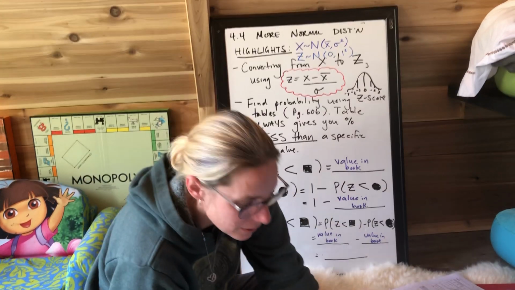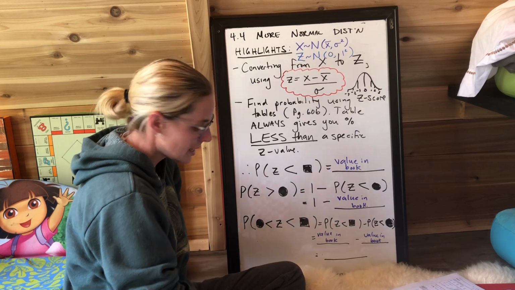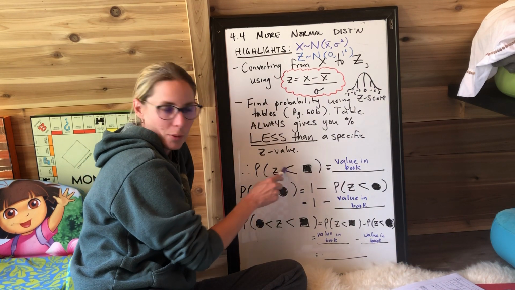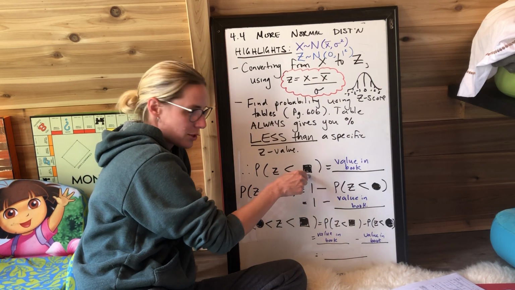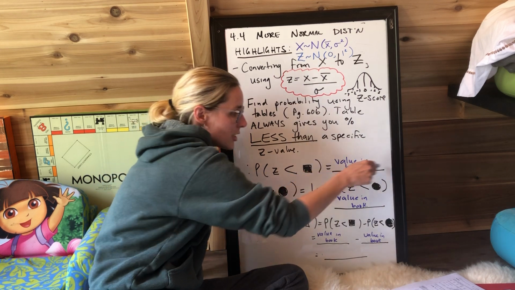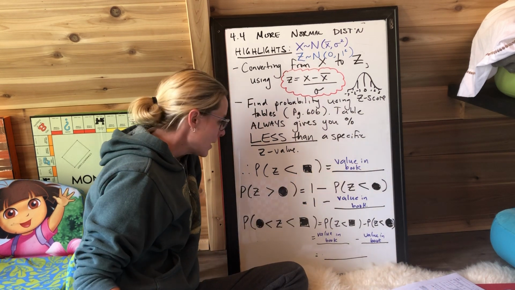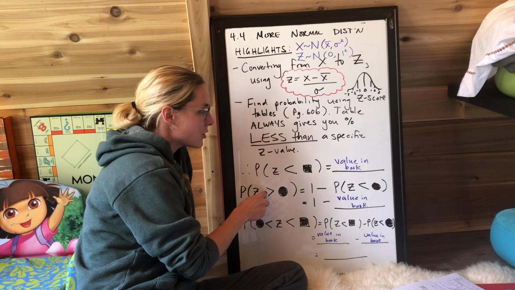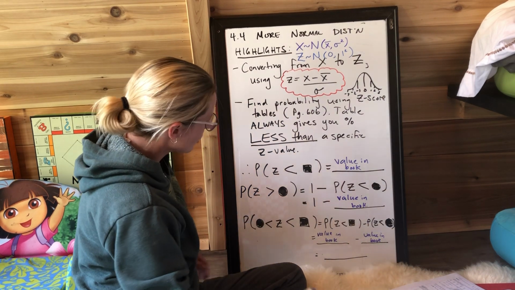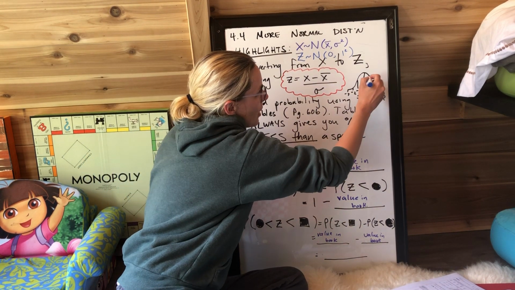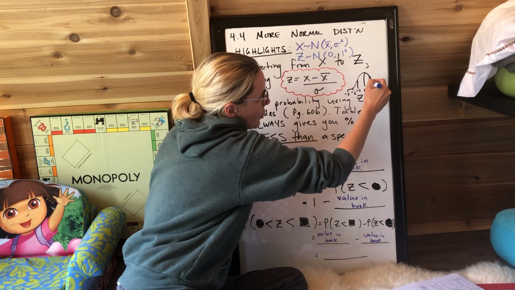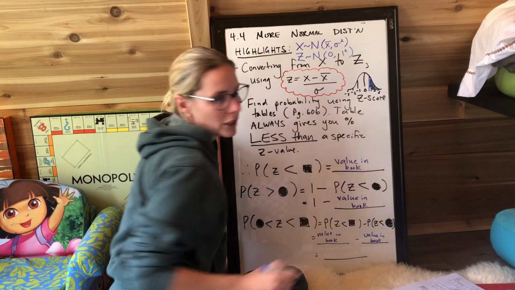You have to be more cognizant of what the question is asking. Sometimes they're asking what's the probability z is less than a specific value, in which case you just look it up and it's the value in the book. If they're asking for the probability it's greater than something, and I talked a little bit about this last time, imagine you pick a specific z value and you want to find the probability it's greater, so it's over here.